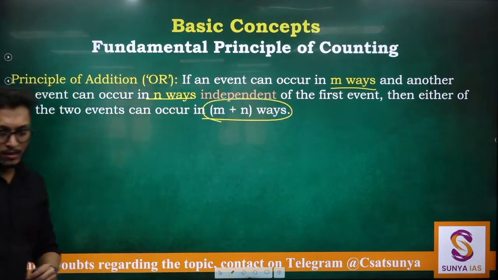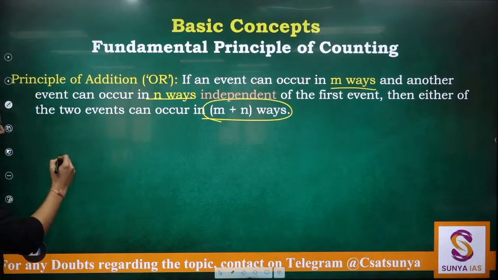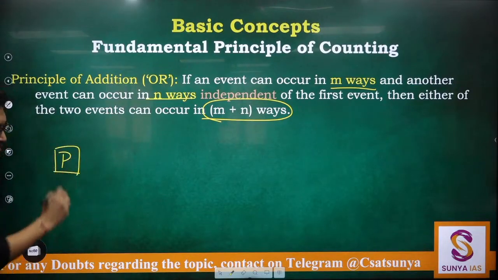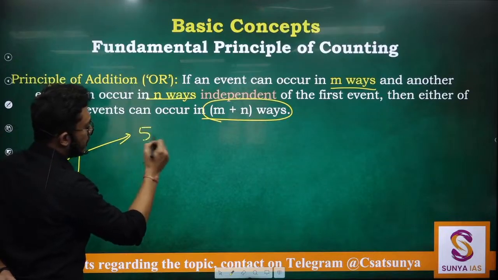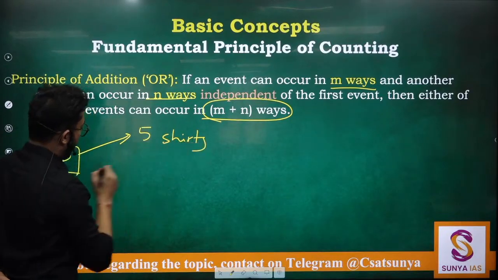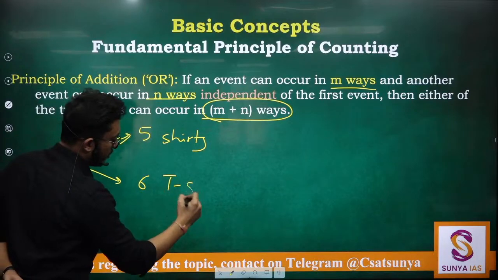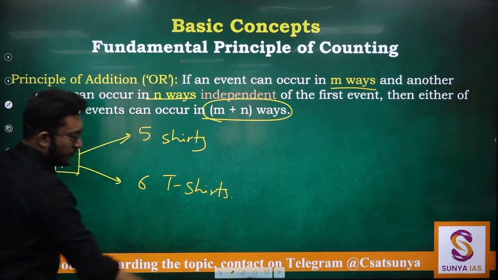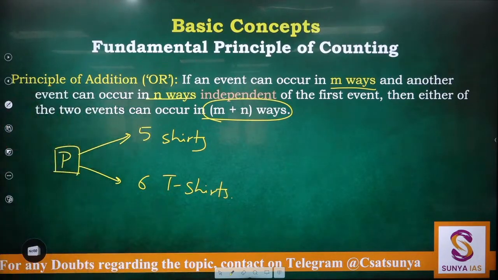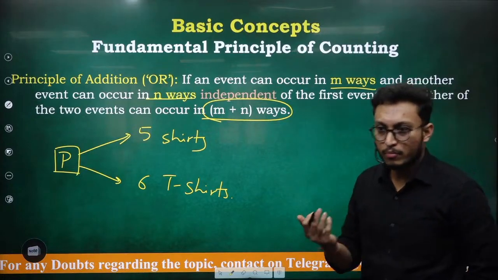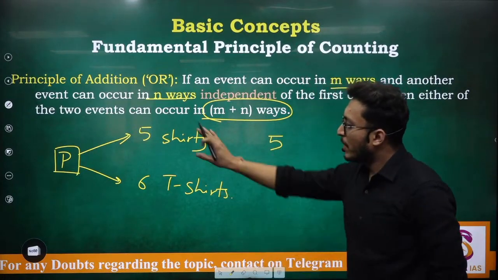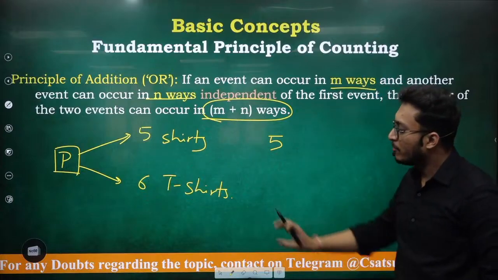Nothing is clear yet. Now understand. Let's say I am wearing a pant. I have a choice of wearing, let's say I have 5 shirts with me and I have 6 t-shirts with me. Can you tell me how many dress combinations I can make if I want to wear either a shirt or a t-shirt with the pant? How many dress combinations? Either I can pair 5 shirts with the pant or I can pair 6 t-shirts with the pant.